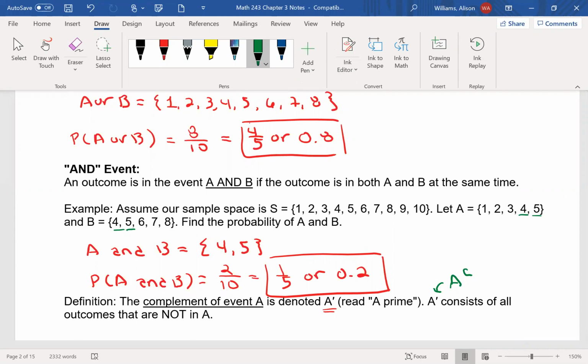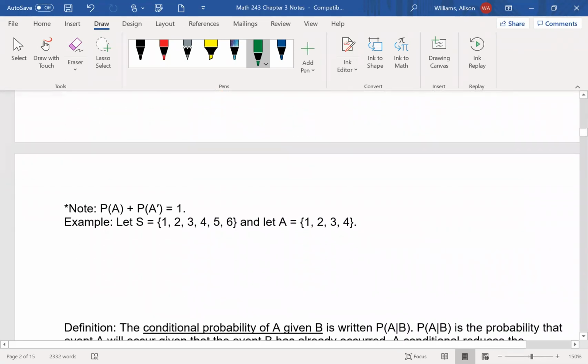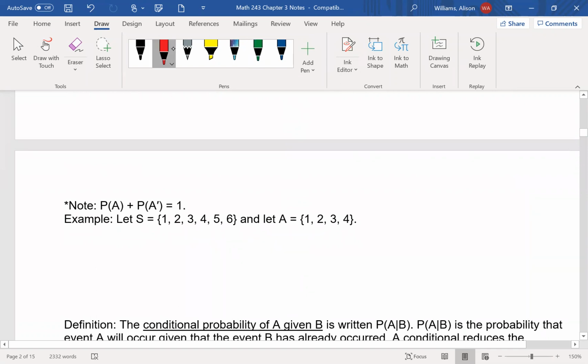So let me give you an example. Let's scroll down here. I actually picked a different example. Let's say this time our sample space is 1 through 6, so the numbers 1 through 6. And A is going to be the numbers 1 through 4. So again, think of the hat, with numbers 1 through 6 in there, and we want to know that we get either 1, 2, 3, or 4. So A complement or A prime would be all the other possibilities that aren't accounted for in A. So that would be 5 and 6.